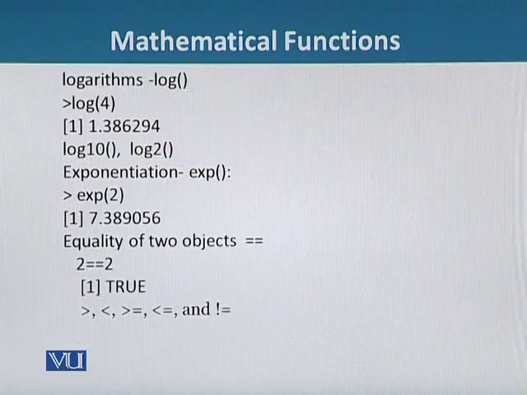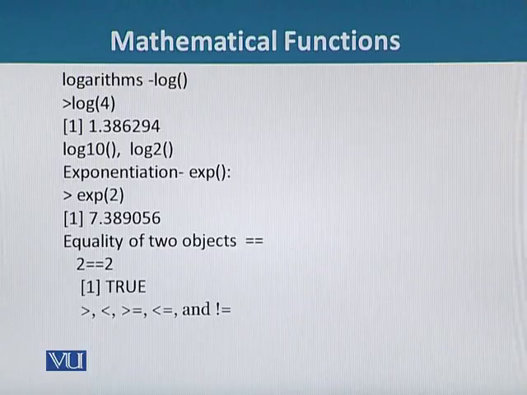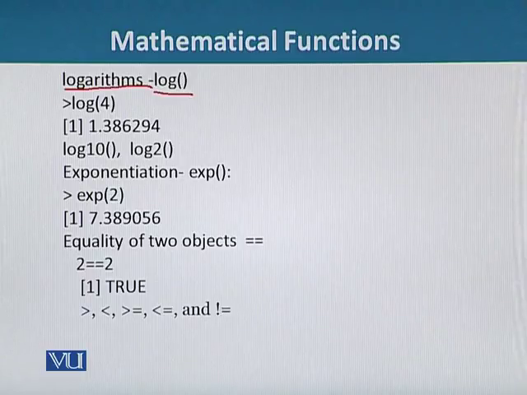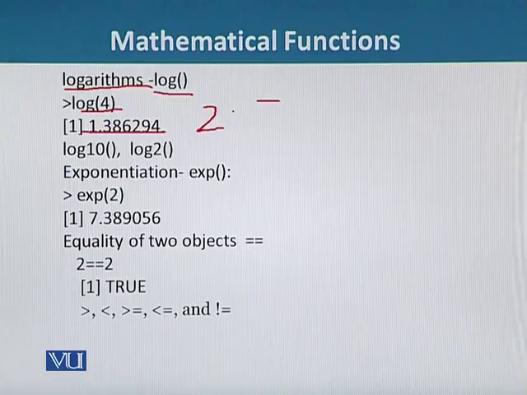In addition to arithmetic functions, all sorts of other mathematical functions are available, and the most important are the logarithm and also the exponentiation. Logarithms are calculated using the command log and then parentheses. If we want to calculate the log of 4, then it will give the answer 1.3. The log command gives the natural logarithm, with base 2.7.